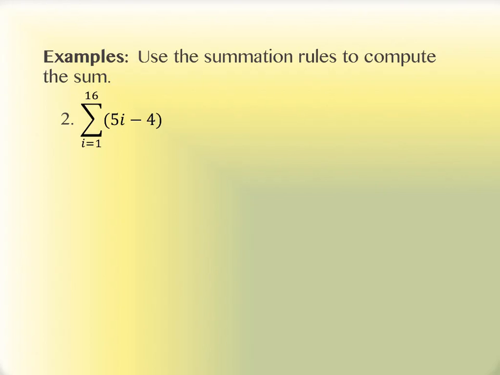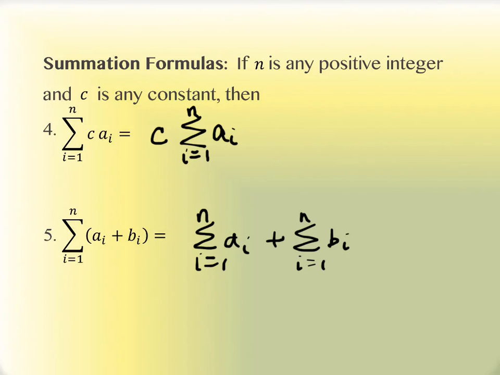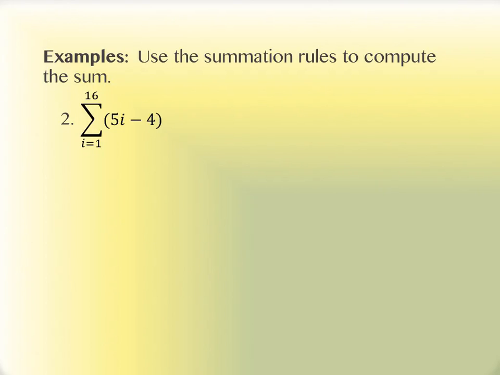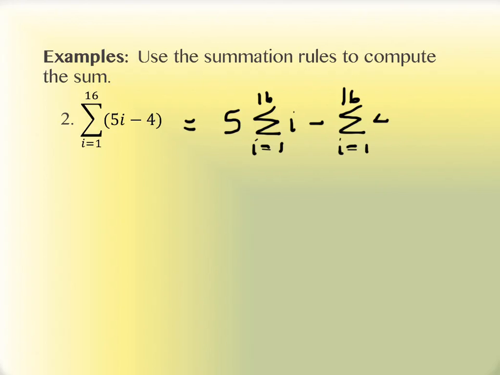Sure. And we can do that using several rules. First of all, you notice there are 2 terms with a subtraction sign between them. It's not an addition sign, but it's virtually the same as number 5, and it works the same way. So we can separate the 5i from the 4 by doing 2 separate summations. The 5 is a constant, so that 5 can be plucked out and put in front and treated as an afterthought. So this can be rewritten as 5 times the summation from i equals 1 to 16 of i, minus the summation from i equals 1 to 16 of 4.